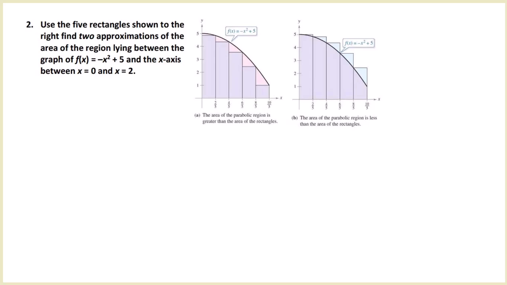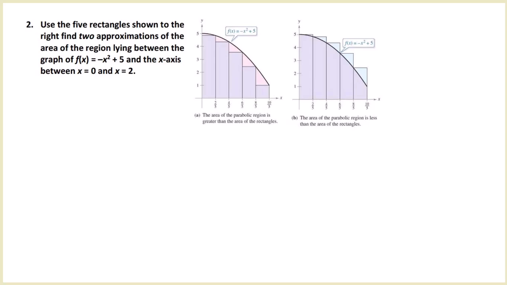So take a look at this one. We've got a curve going from 0 to 2, sorry. And they've put 5 rectangles inscribed in that part of the function. They're telling us f of x is negative x squared plus 5. There's the part of that curve from 0 to 2. Look what they did. They took the distance from 0 to 2 and split it into 5 equal parts. So each thing down there on the x-axis is 2/5.